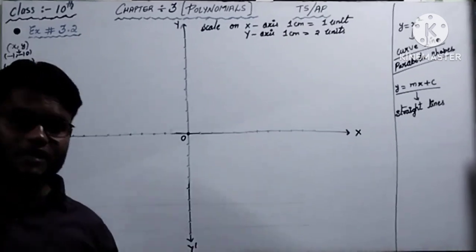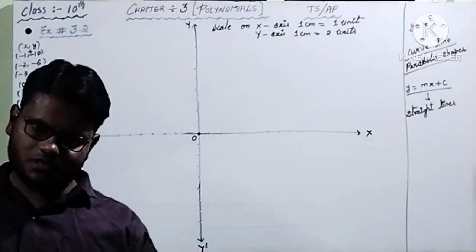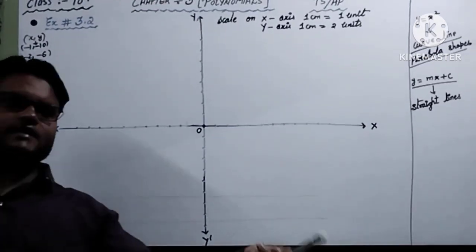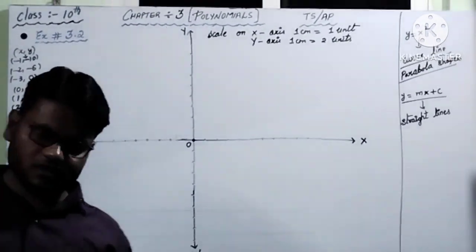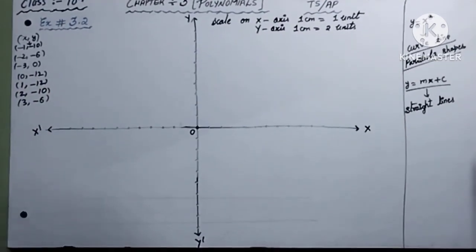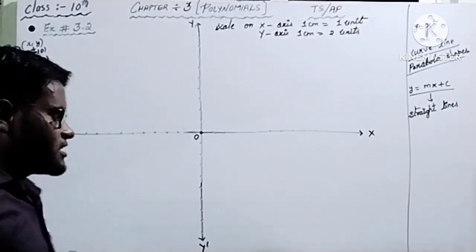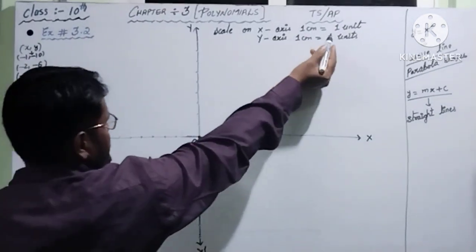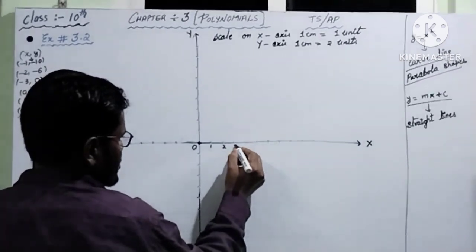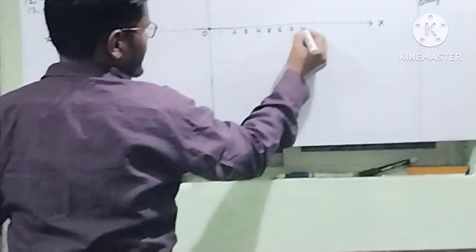Suppose if it has 20 like that, you can apply 5. More than 20, you can take 5. If more than 50, 60 like that, you can take 10. So the very least value is 12 only here. So on the y axis I have taken 2 units. On the x axis, 1 centimeter is for how many units I have taken? 1 only. So let's apply 1, 2, 3, 4, 5, 6, 7, 8.